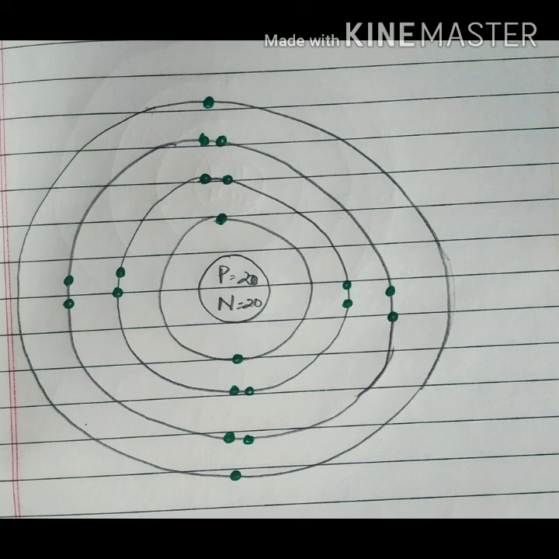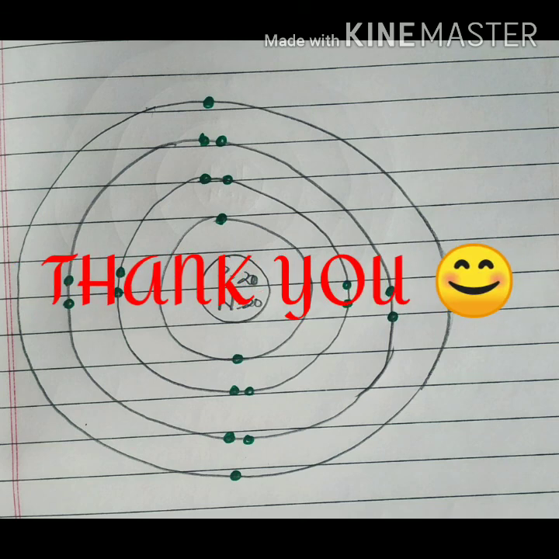I hope you all did all the examples along with me and have understood how to calculate the atomic number, mass number, number of protons, number of neutrons, number of electrons, the electronic configuration, and how to draw the orbital structure diagram. Thank you. Bye bye.